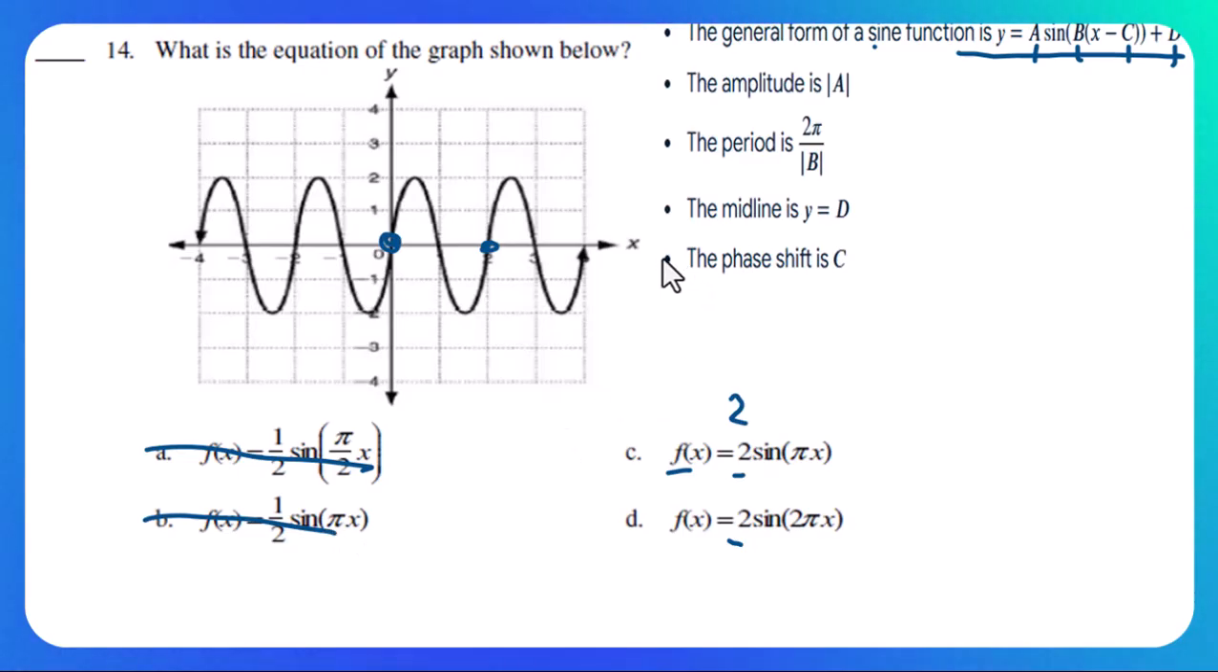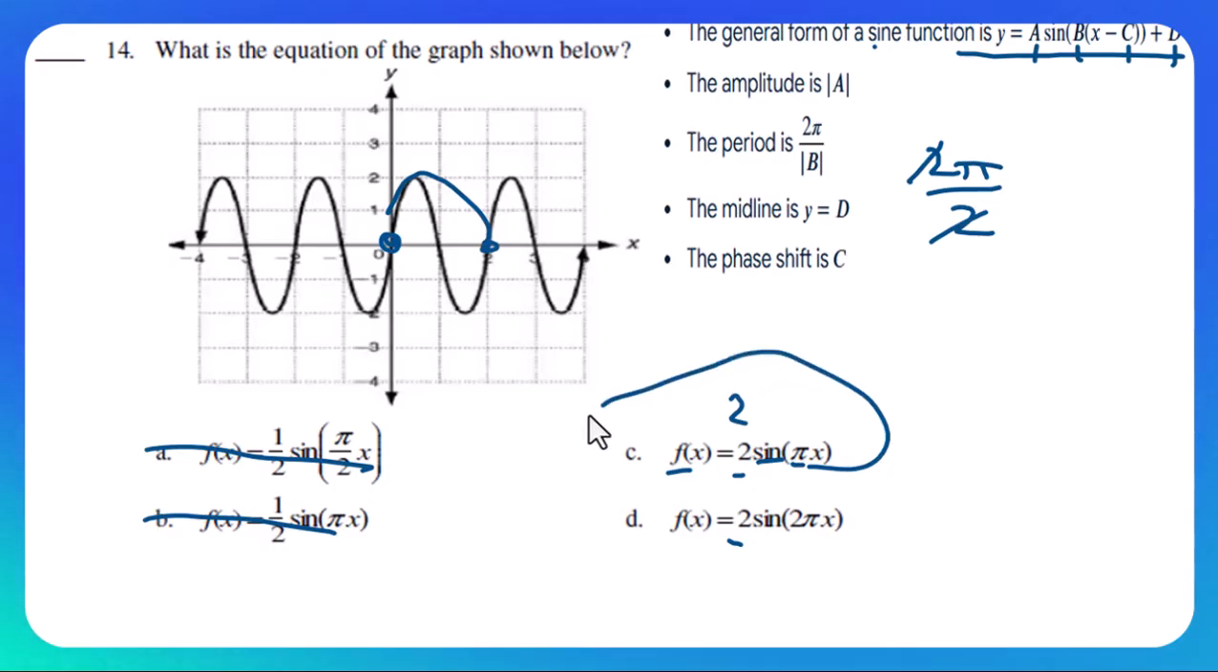Okay, now we've got to calculate the period. So 2 minus 0 is 2. So we're going to divide 2 pi by 2. When you divide 2 by 2, you get 1 pi. So it should be sine times 1 pi x. So it's going to be C. Okay, we don't have a phase shift, or we don't have a y equal. So we're not moving it up or down.